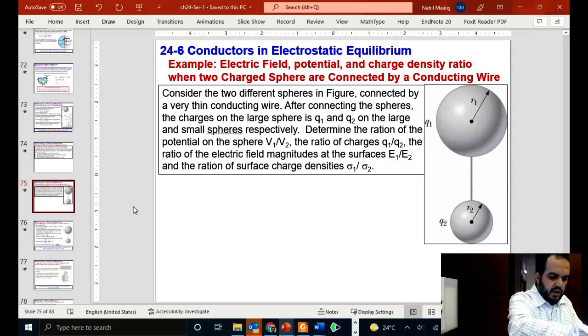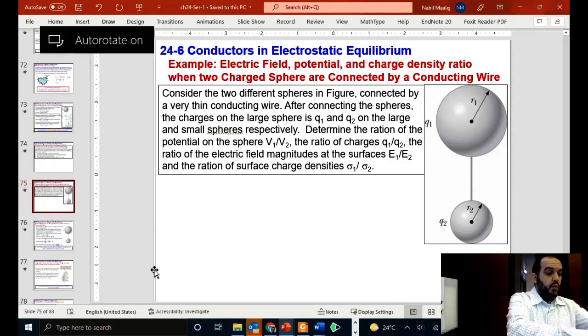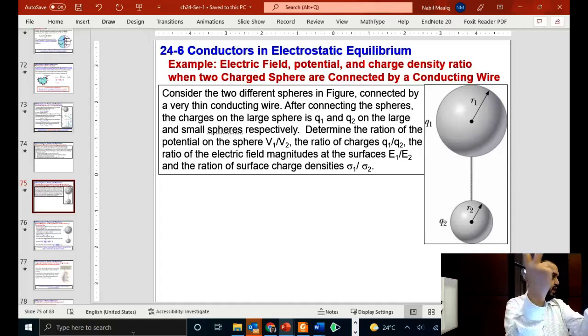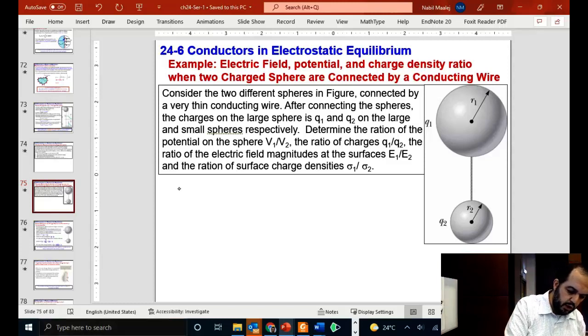So, the first thing we did, we said, since now the two spheres are connected, the whole thing, the two spheres and the conductor between them, is the same conductor now because they are touching. The potential, or the voltage, is going to be the same everywhere. And we used this to solve.